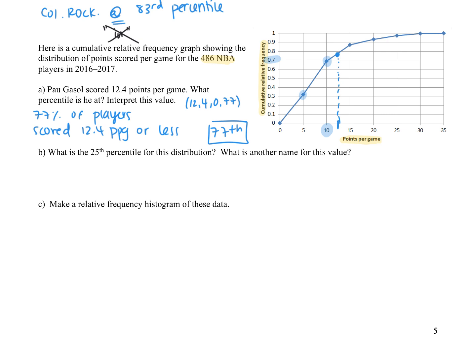Okay, so then next question, what is the 25th percentile? 25th percentile, 25% of the data falls at or below that value. So if we look on our graph at 0.25 and go over, it looks like the 25th percentile is about 4 points per game. And what is another name for this value? This is the lower quartile, like we talked about above.